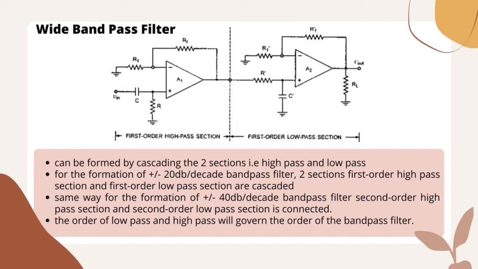In the same way, for the formation of a plus minus 40 dB per decade bandpass filter, a second order high pass section and a second order low pass section are connected. So the order of the low pass and high pass will govern the order of the bandpass filter.